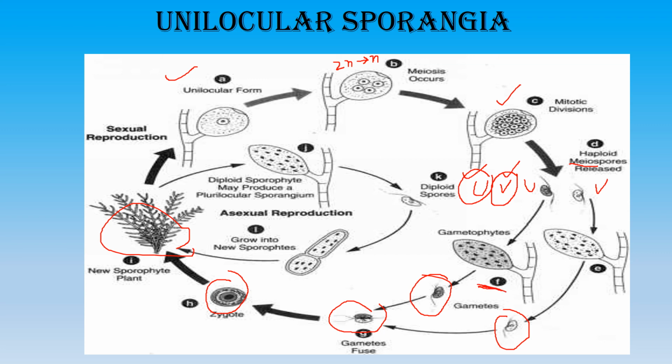So this is how the unilocular sporangium works, up to stage F. Up to this stage is how the gametophytic plant is produced, and they produce gametes. So this will be actually up to stage E.